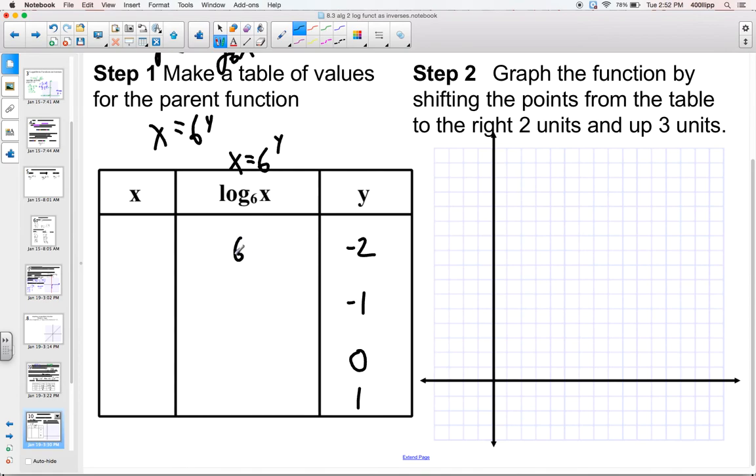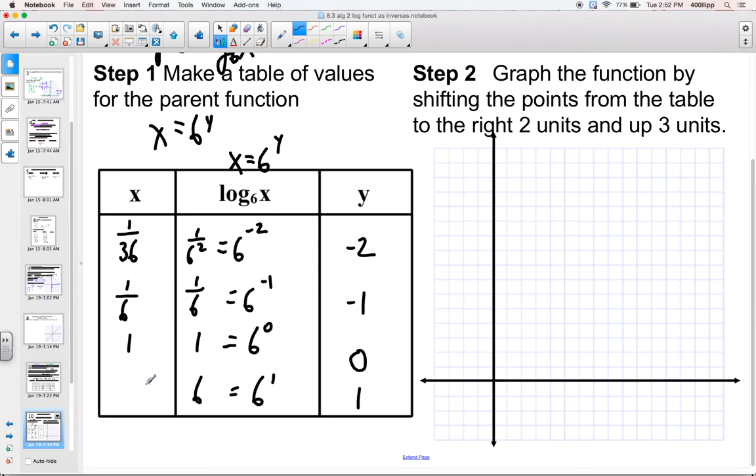So we're going to go 6 to the -2. 6 to the -2 is 1 over 6 squared, which is 1 over 36. Next one, we plug in -1. So 6 to the -1 is 1 over 6 by getting rid of that negative exponent, by bringing it down, so 1/6. 6 to the 0, anything to the 0 is a 1. And 6 to the first is just going to be a 6. Okay, so this is the parent function, the table for that.